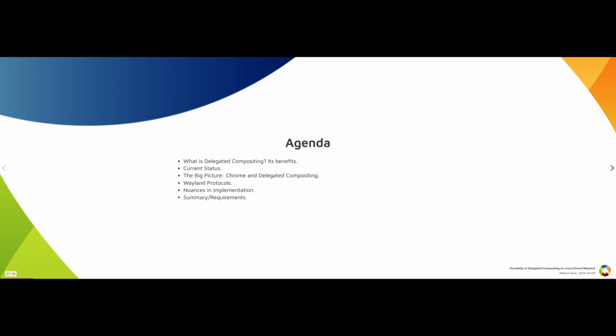Thus, the agenda for this talk is the following. What is the delegated compositing? What are the benefits? Then I will cover the current status of the feature, the missing bits, the big picture, how that is integrated within Chrome. We'll also talk about the Wayland protocols needed and cover which ones are missing from the major Wayland compositors such as Weston, Mutter, and others. I also thought it would be nice to cover nuances the current implementation has due to some limitations coming from Chrome OS Wayland Compositor, and then the talk ends with the summary.